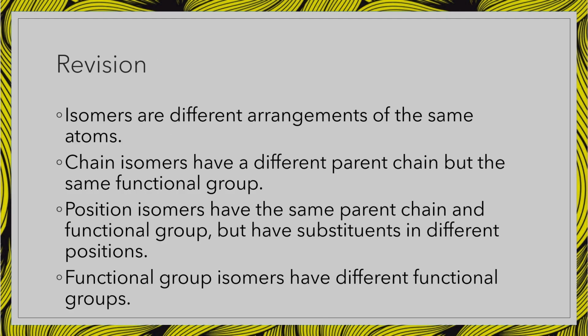So revision, this should say summary. Isomers are different arrangements of the same atoms. Chain isomers have a different parent chain, but the same functional group. Position isomers have the same parent chain and the same functional group, but have different substituents. And functional group isomers have different functional groups.